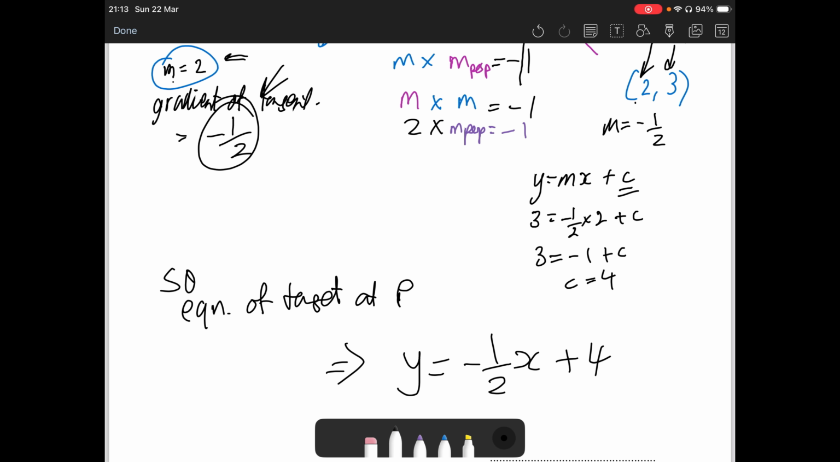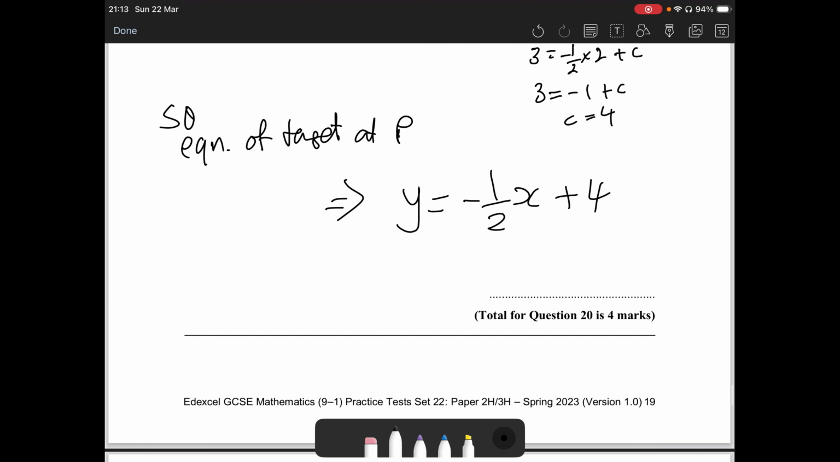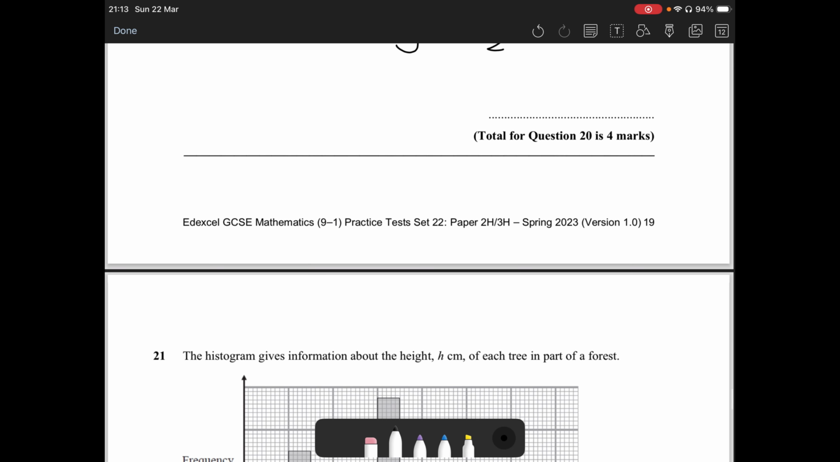Yeah, they've got that. In the formula sheet, they'll have y minus y1 equals m bracket x minus x1. Some schools teach that method, but I'm happy with this one. That would be full marks there.